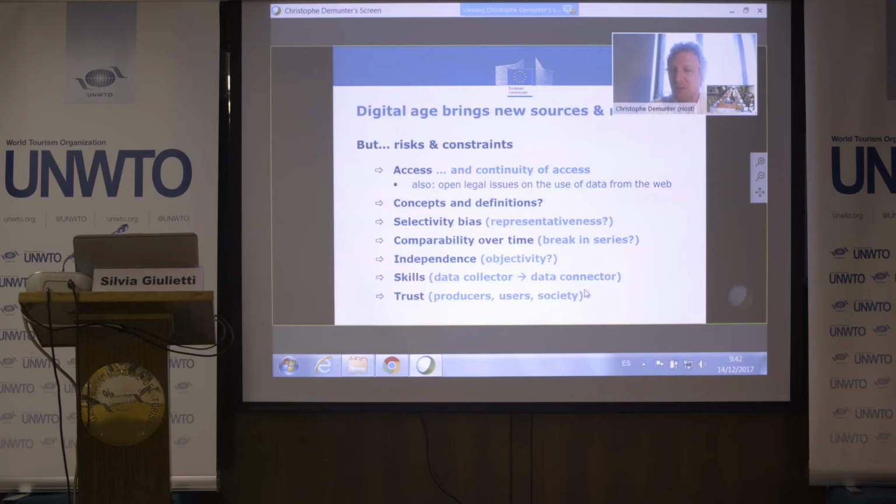When we rely on external sources, these sources were often not designed for producing statistics. So we have to live with the possibilities that the data sets offer. Selectivity bias is a problem, meaning that, for instance, take the mobile network operator data. Not everybody uses a mobile phone. Not everybody will use it in the same way at home as abroad while traveling. So these are things that we have to try to correct for when we want to use this data.